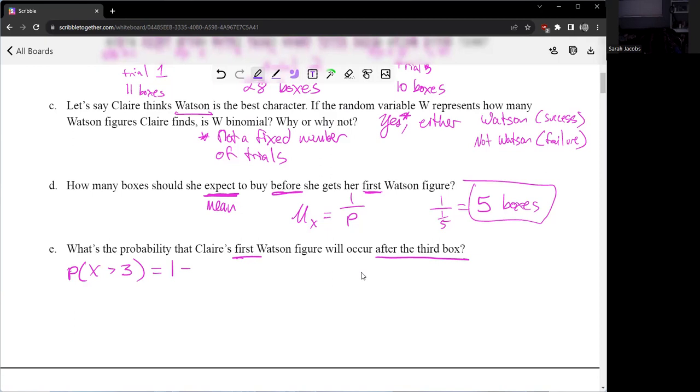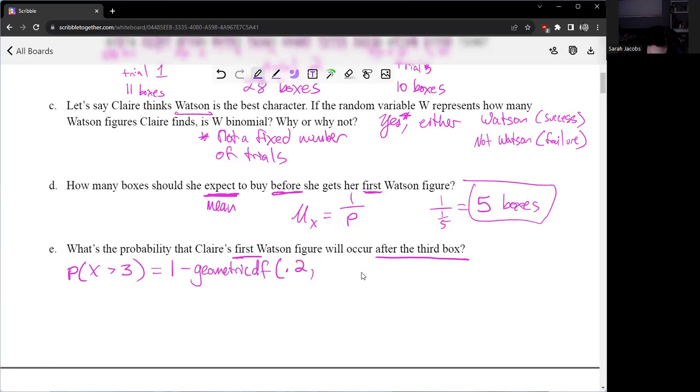And this is first, so it's about when, so it's geometric. And it's after the third box. So this is going to be a CDF because it could be the fourth box, it could be the fifth box, etc. And the geometric CDF, the probability is 0.2 or 1/5.